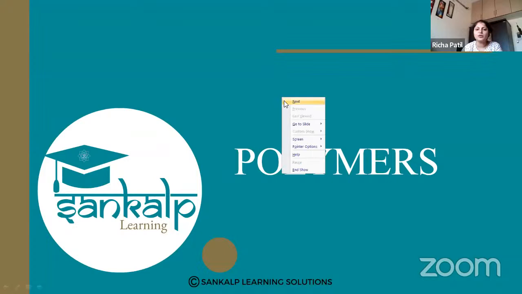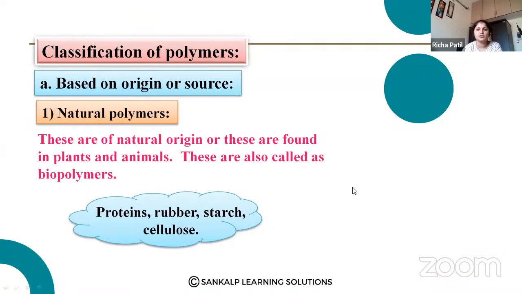Okay, so we'll see the classification of polymers. We understood what polymers are, so now we'll go into the classification. First is based on origin or source. The first type is natural polymers. So natural polymers are what? They are obtained from natural sources.